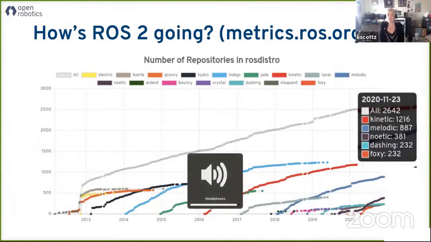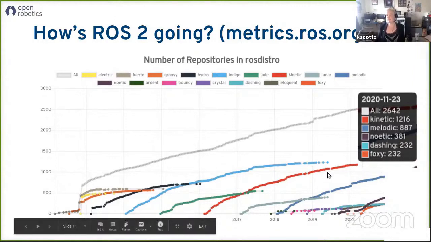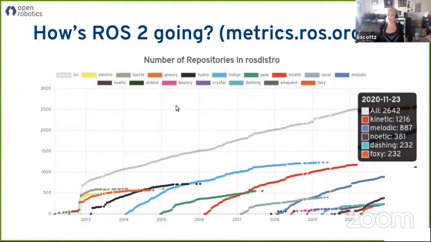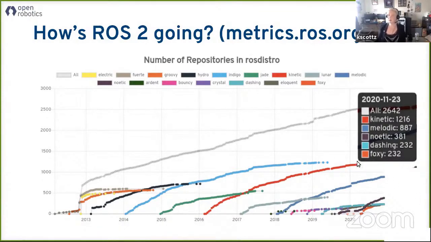One thing I often hear is that, well, I can't move to ROS2 because I'm missing my upstream dependencies. Generally, if you check out ROS metrics, you can see the number of repositories that are currently in ROS distro. The slate blue one here is Melodic. There are almost 900 repositories currently in Melodic, and if you drop down and look at something like Dashing or Foxy, there's only 232.